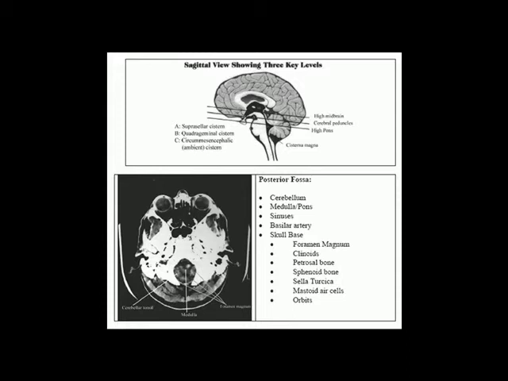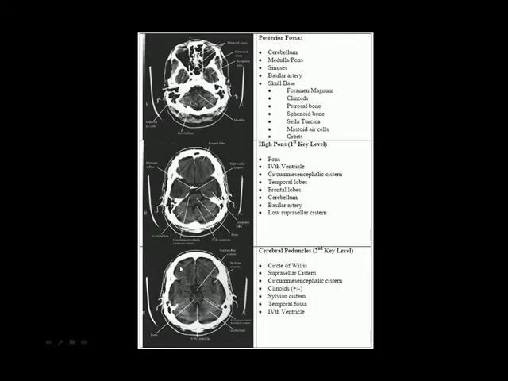Here's levels. You're going to see the cerebellum, the medulla, pons. You'll see sinuses. Sinuses are right in here. Skull base right here. Foramen magnum right here. Again, you have skull base and different sinuses. And as you go up, here's the area of the circle of Willis that you would see.